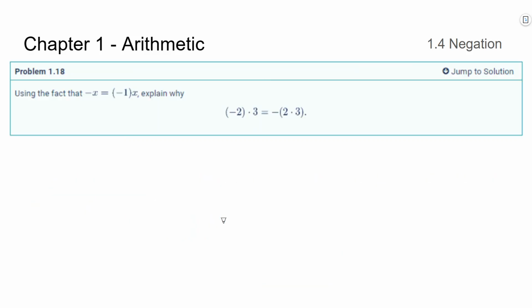All right, well, moving on. Using the fact that -x is equal to -1 times x, explain why this is true. Go ahead and see if you can come up with a good explanation for that one.